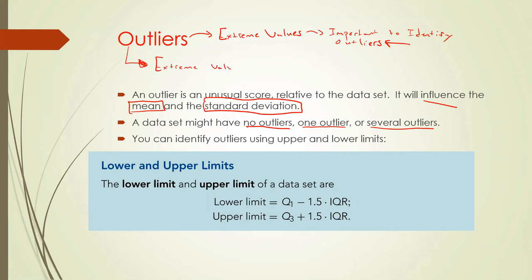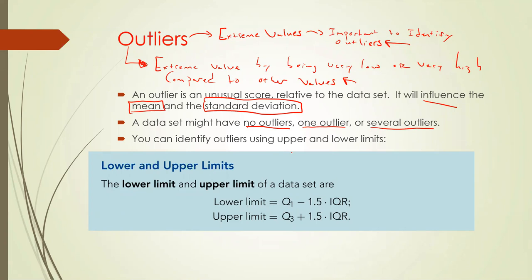by being very low or very high compared to other values. Okay, so you can have outliers both ways, okay? Both ways, high and low. So you have to test, you have to find a way to do this.